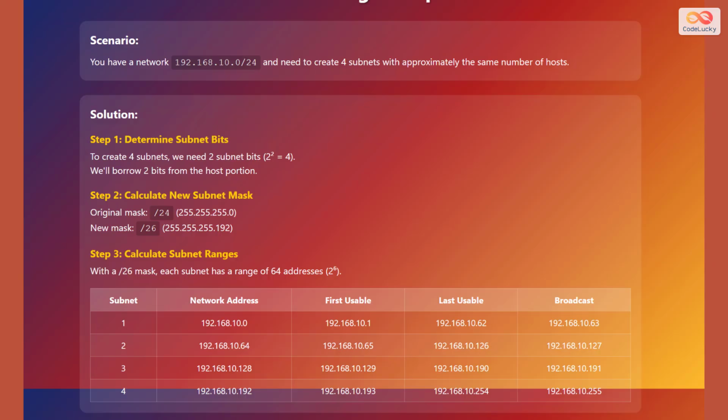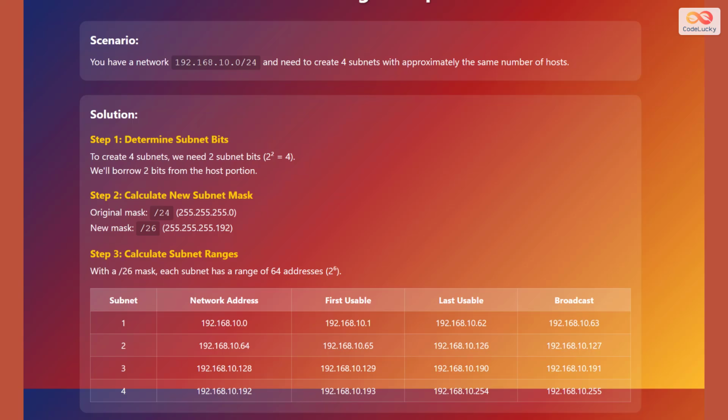Subnet 1 has a network address of 192.168.0.0. The first usable address is 192.168.0.1. The last usable address is 192.168.0.62. The broadcast address is 192.168.0.63. Subnet 2 has a network address of 192.168.0.64. The first usable address is 192.168.0.65. The last usable address is 192.168.0.126.